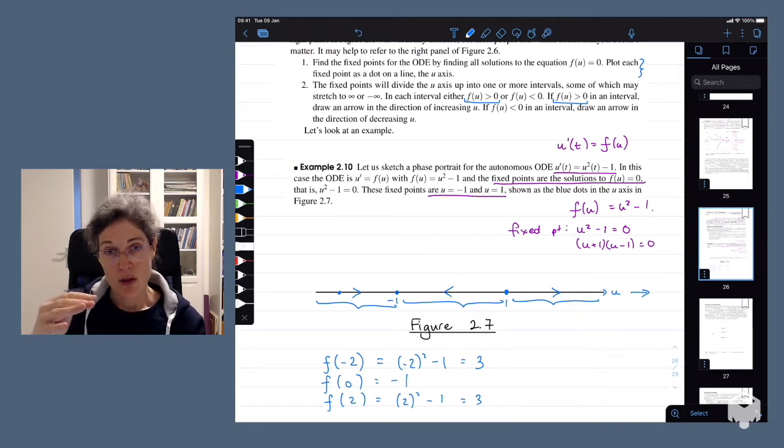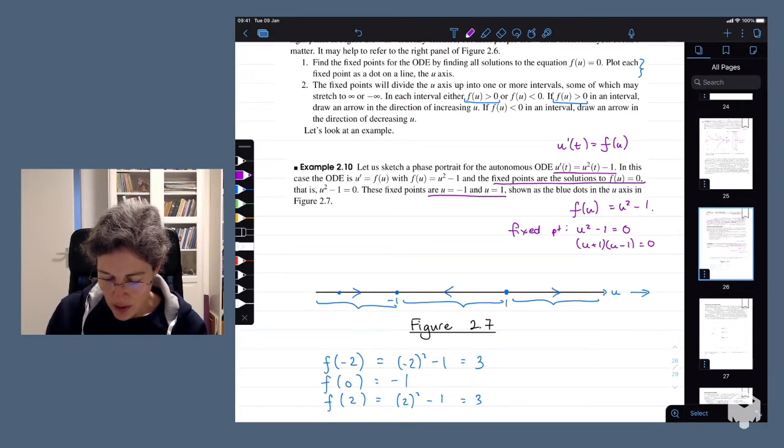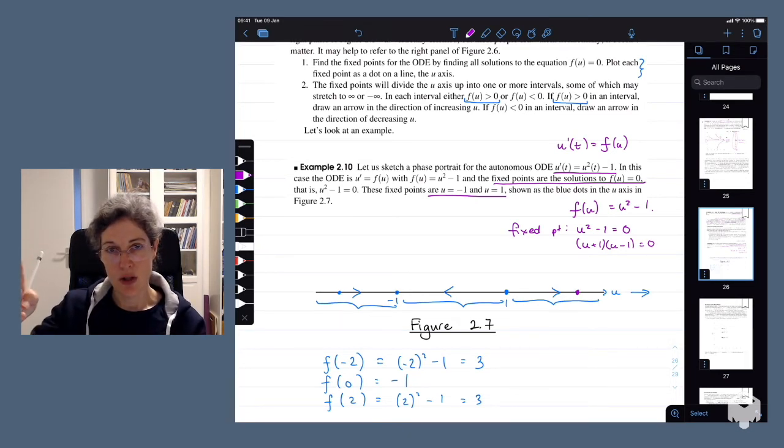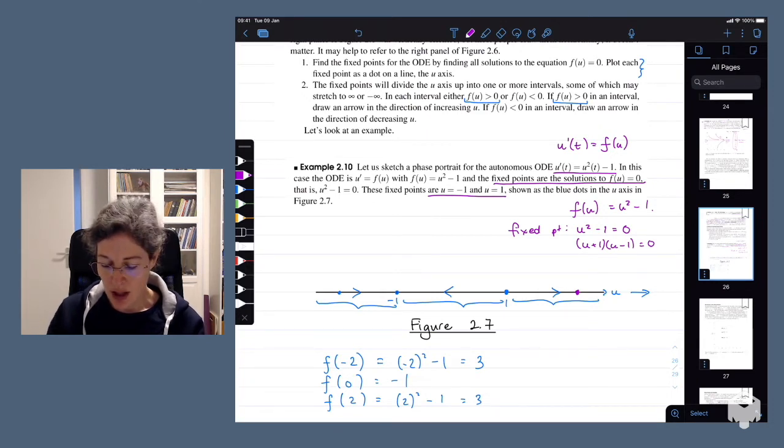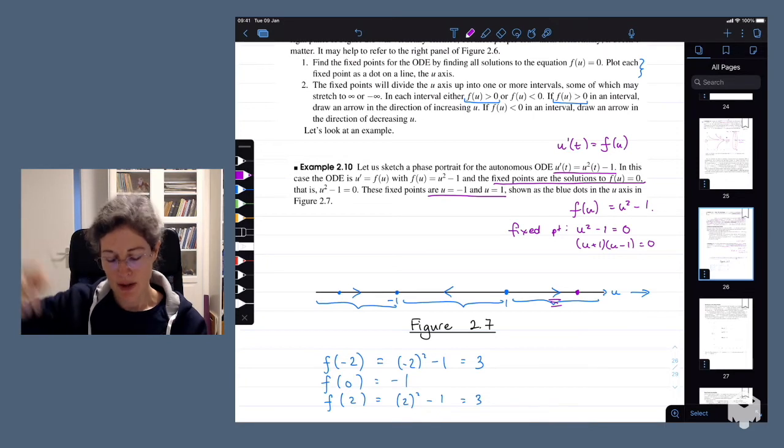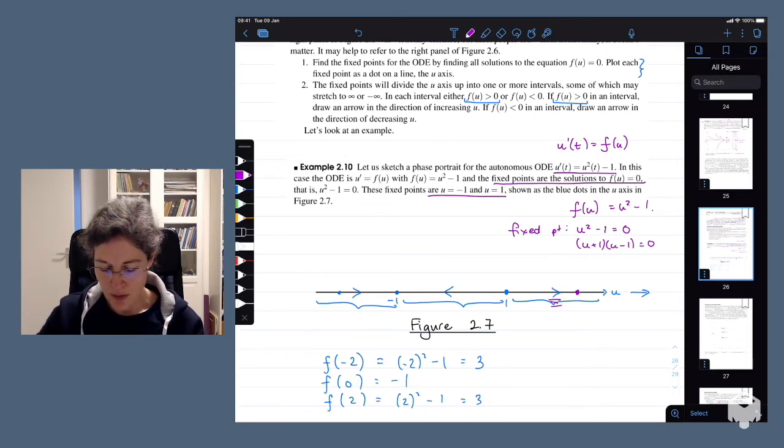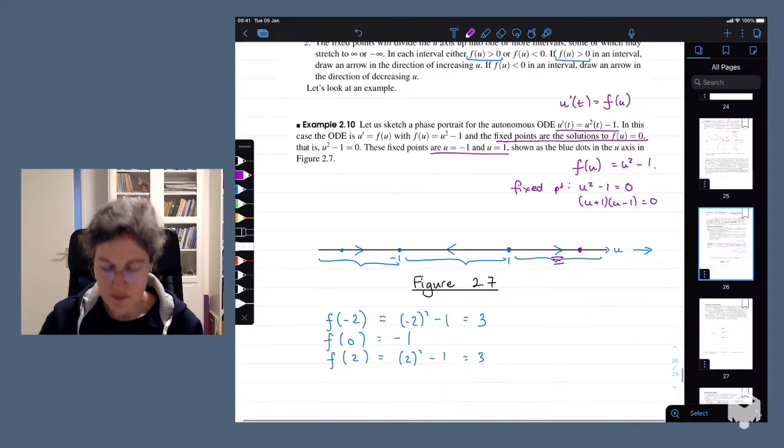So thinking back to what this would mean for our direction field, if we picked a solution that started, for example, over here, so a u that is bigger than 1, what happens to that solution as t increases? Well, as t increases, we're going to move away from 1. So we're moving up and away rather than moving towards 1. Okay.